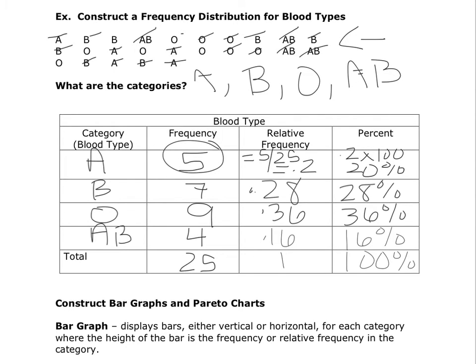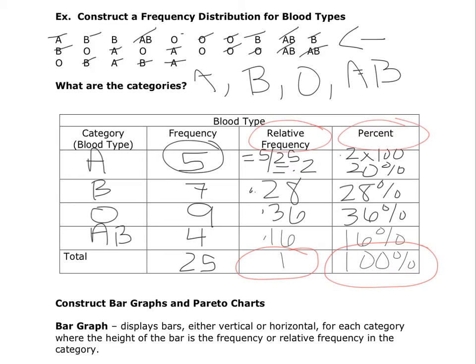Okay, so this is what your table should look like when you have it done. Go ahead and check your relative frequencies and your percents to make sure they match. I want to point out that the total of your relative frequency should be 1 and the total of your percent should be 100. So if they are not those, then something is wrong probably in your calculations.